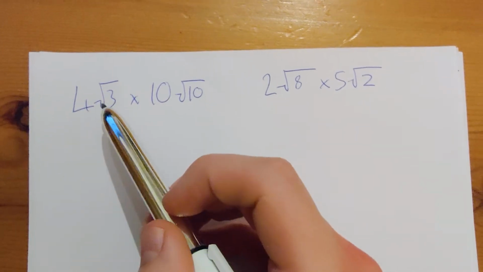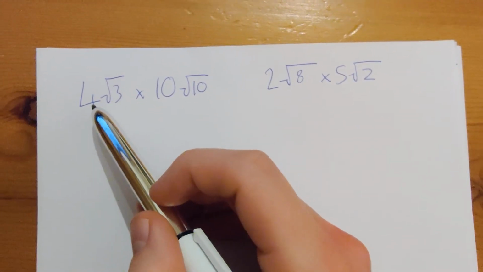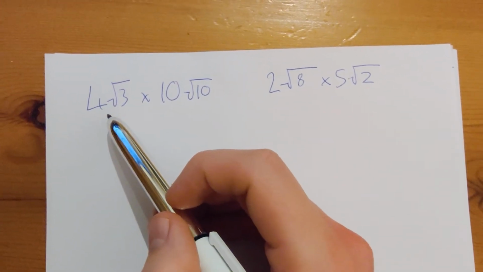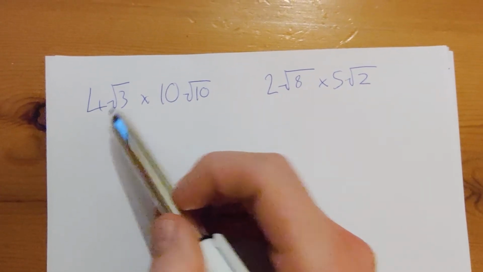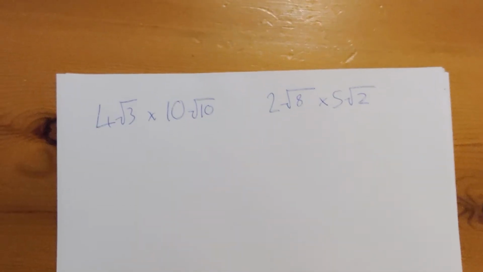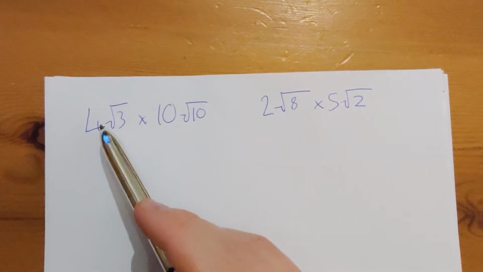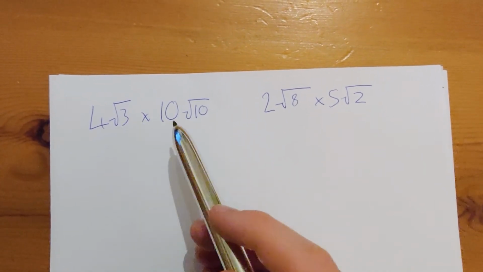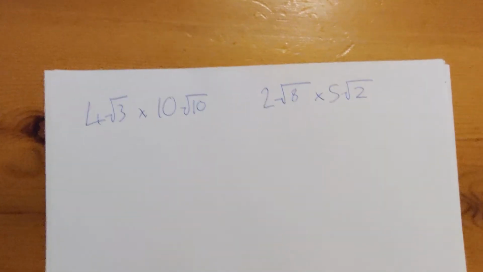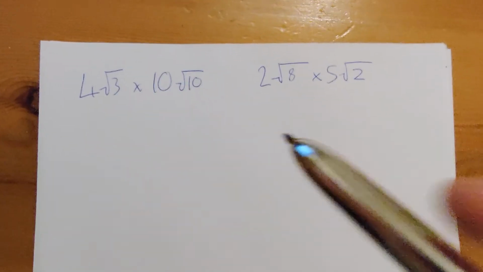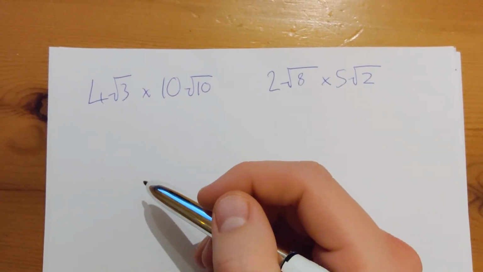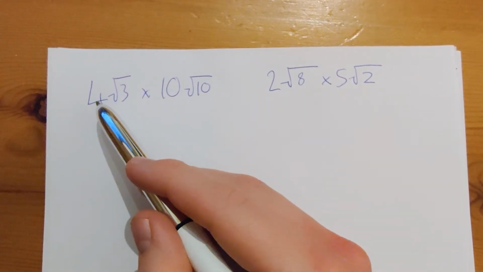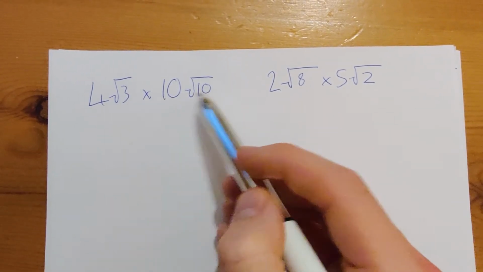Now really all we've got here are 4 things being multiplied together, because 4 root 3, just like 4x means 4 times x, means 4 times root 3. So I've just got 4 times root 3 times 10 times root 10. And just like with any multiplying, I can multiply in whichever order I want.